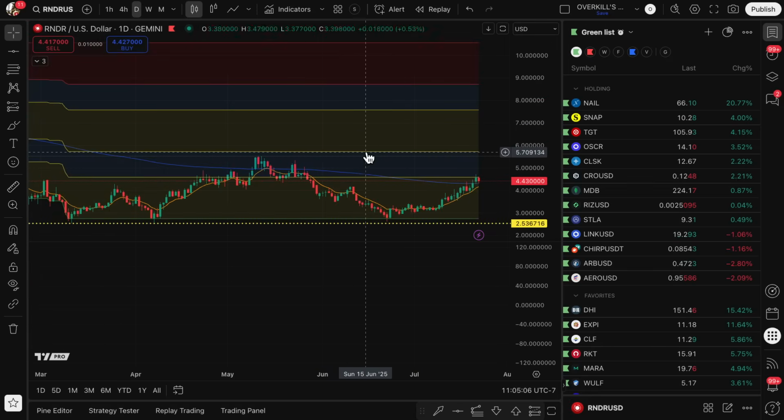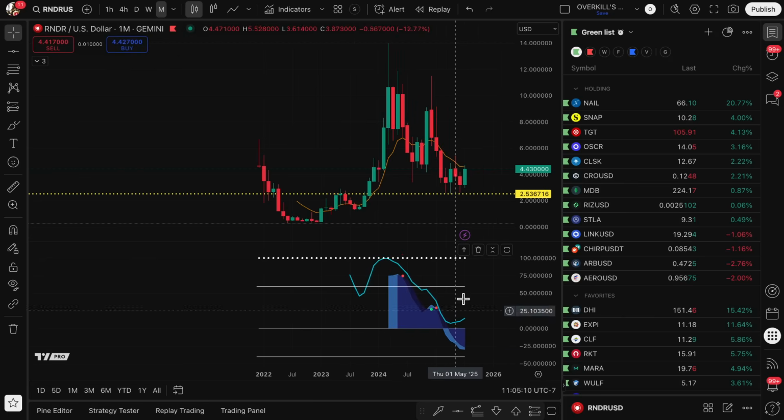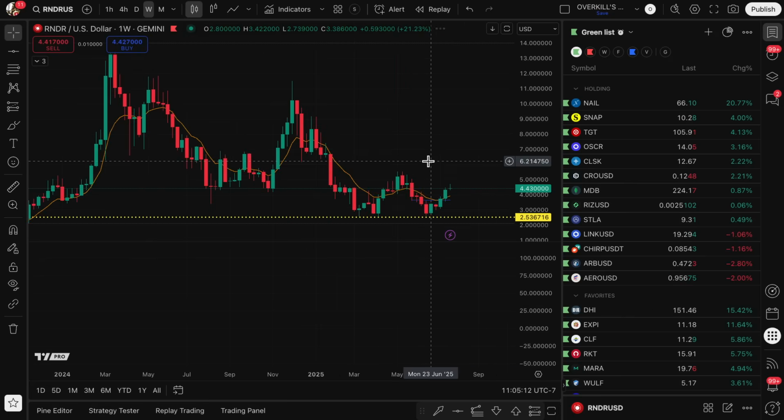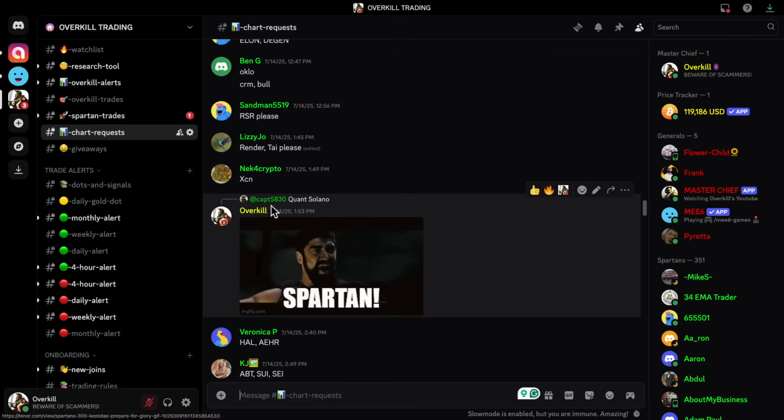RNDR, that one's 250. 250 looks like the bottom for RNDR. And that monthly looks like it's coming anytime now. Okay, just waiting for that confirmation.